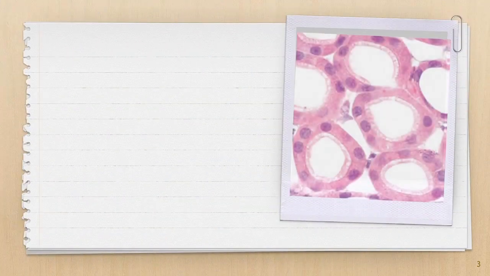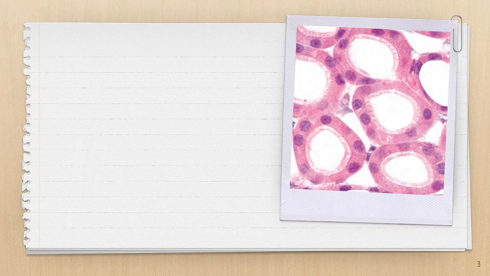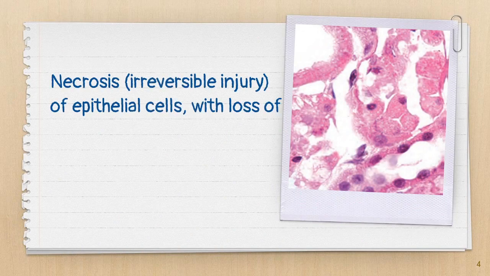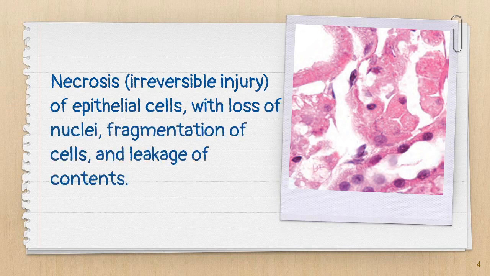Now, what is this? This is a normal kidney tubule with viable epithelial cells. Look closely. If any kind of necrosis occurs here, then just see the appearance. This is necrosis, an irreversible injury of epithelial cells, and we can see there's loss of nuclei, fragmentation, and leakage of the contents. So these are the features of necrosis: loss of nuclei, fragmentation, and leakage of the contents.